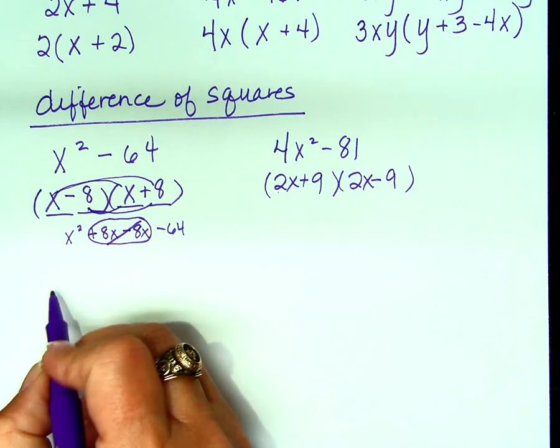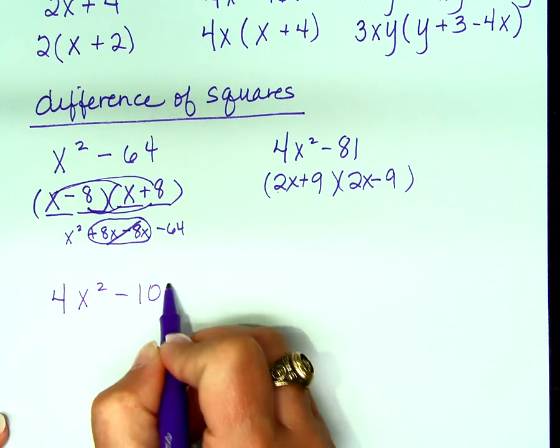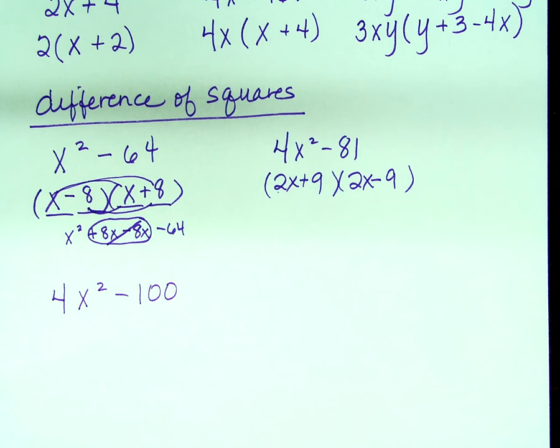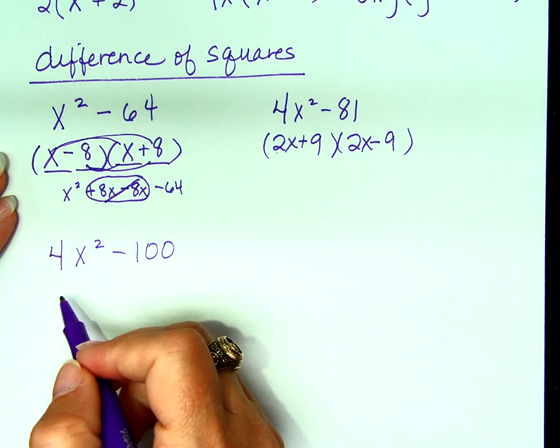Okay, can I try to trick you? Yes? Okay. 4x squared minus 100. What should you do first? Oh, there's the greatest common factor, right? Yeah. So you didn't get tricked? Good. So what's the greatest common factor?